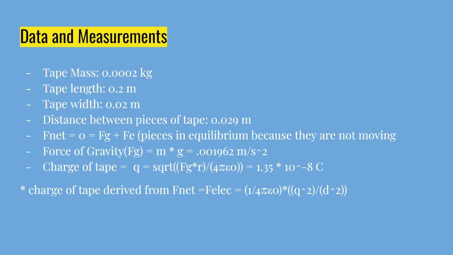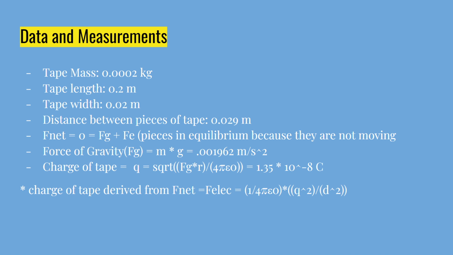Diameter measurements: tape mass was 0.002 kilograms, 0.2 meters, 0.02 meters. So with this, we just have to get the force of gravity using the mass of the tape. We find the charge of the tape using Coulomb's law, right? So we knew the force because we knew the F net. If we know the force of electricity, we can then derive it from the electricity equation.